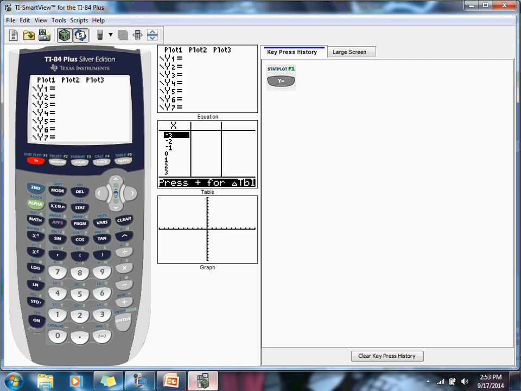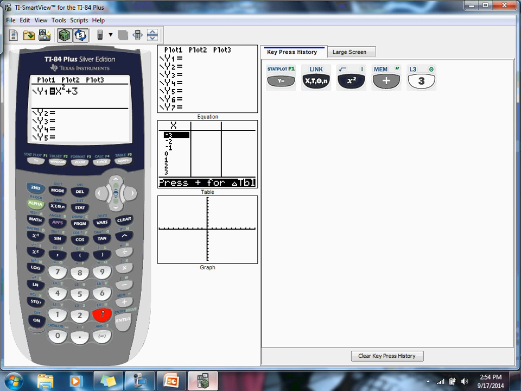So I'm going to go to y equals and I'm going to type in my equation. I had x squared. Remember the x button is right below the mode, right next to the alpha. It says X,T,theta,n. So I have x and then squared plus 3. Now as I'm doing this, over to the right hand side on the screen, it'll show you all the buttons that I'm pushing to do the stuff on the calculator.